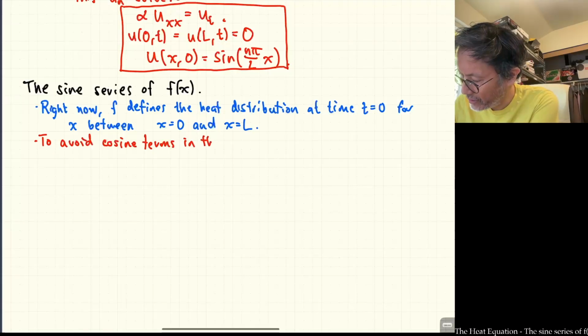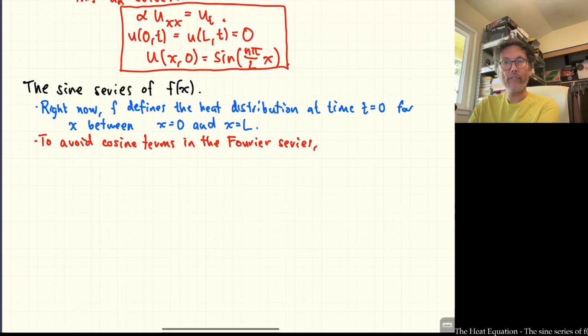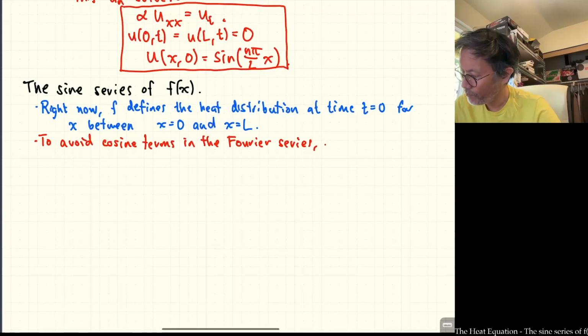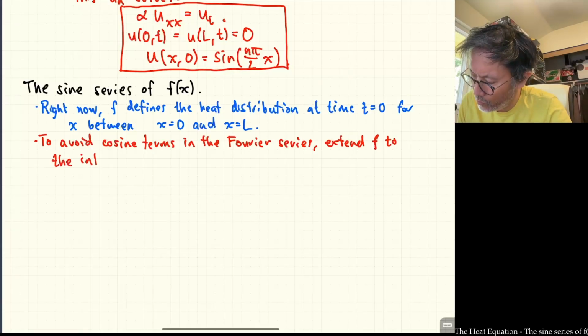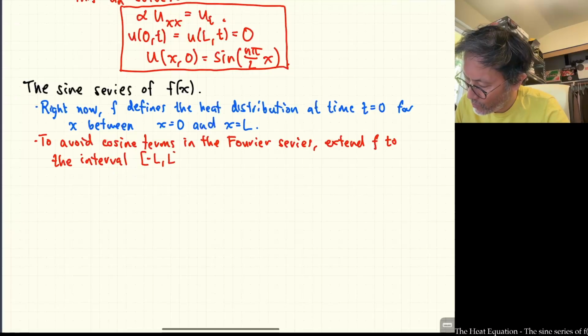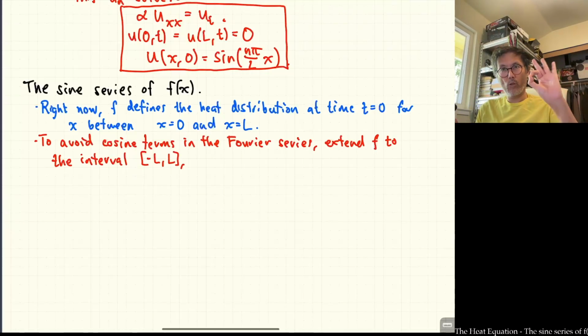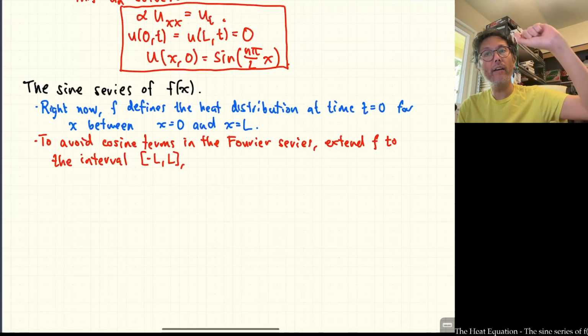in the Fourier series, the trick is that we are going to extend f to a function from negative L to L. Right now it's only defined from 0 to L, the length of the bar. We're going to define it from negative L to L. And crucially, we're going to make it an odd function.